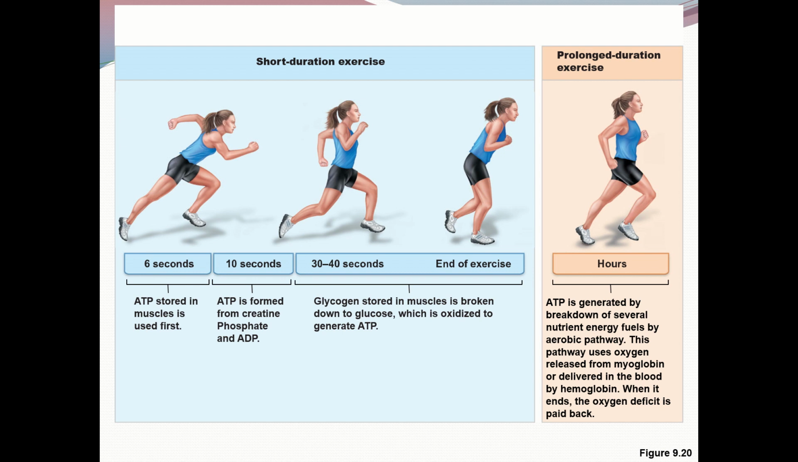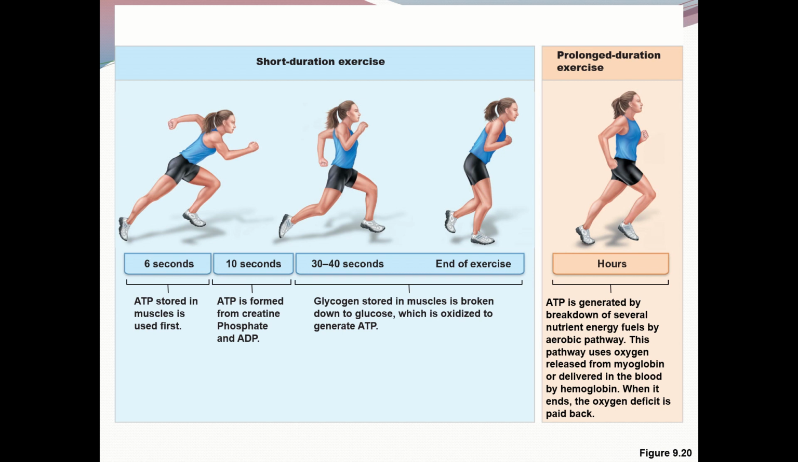All right, so during short duration exercise, within the first 6 seconds, ATP stored in the muscles is used. And then in the next 10 seconds, ATP is formed from creatine phosphate and adenosine diphosphate. And then within 30-40 seconds to the end of exercise, glycogen stored in the muscles is broken down into glucose, which is then oxidized to generate those ATPs. So that's a real short, intense burst of exercise.